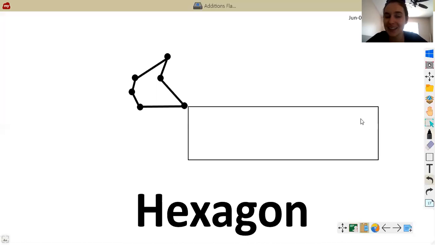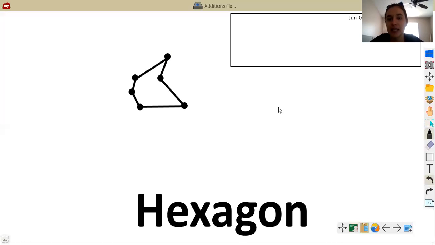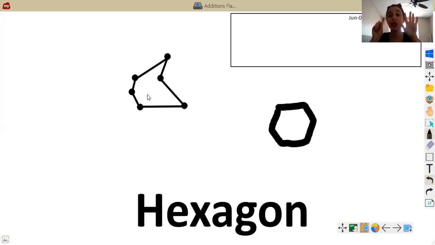I drew a hexagon. Now, this hexagon is a little bit different from what I drew in yesterday's lesson. Remember, my hexagon yesterday went like this. And that's correct. And so is this, because remember, a hexagon has 6 sides and 6 corners. So as long as your shape has 6 sides and 6 corners, you are drawing a hexagon.